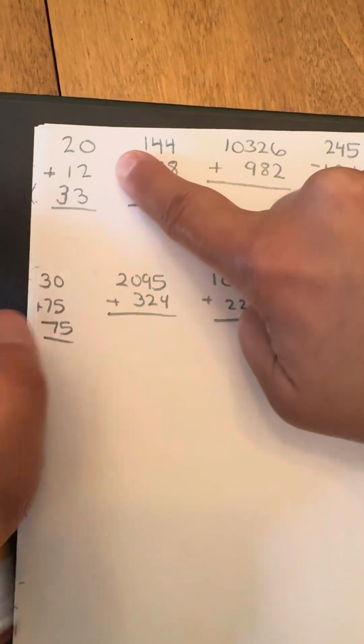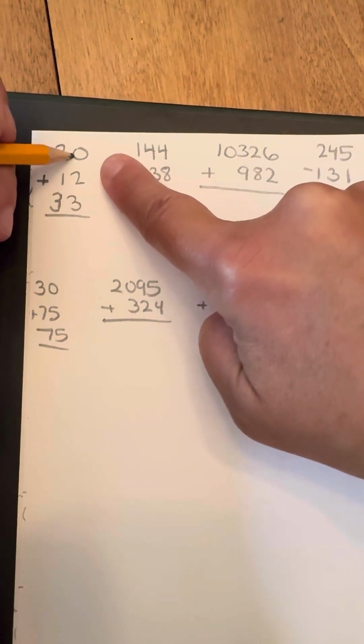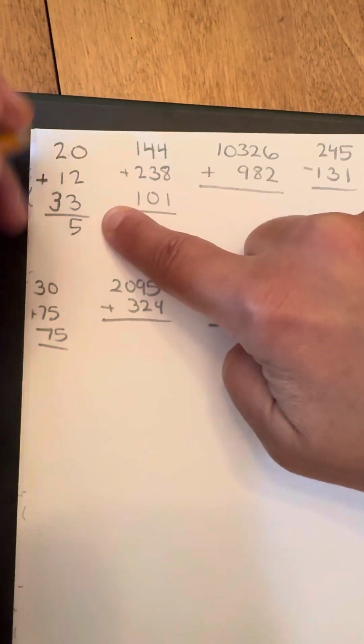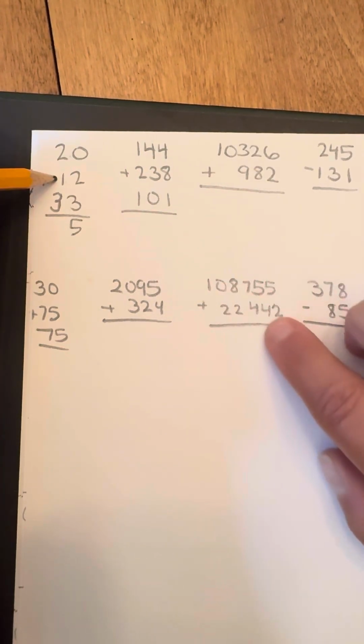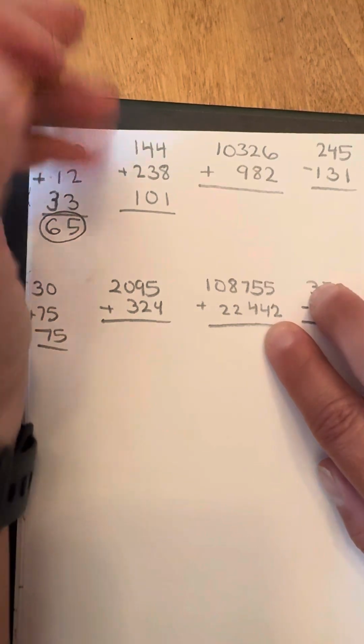So here you just have three numbers. These first few are adding. So we're going to do 0 plus 2 is obviously 2, plus 3 is 5. And then we do 2 plus 1 is 3, plus another 3 is 6, and then 65 would be my answer.